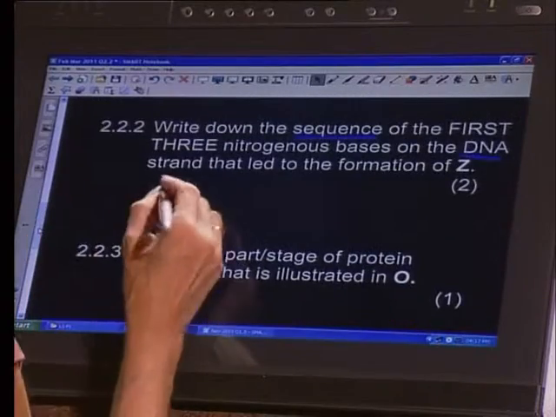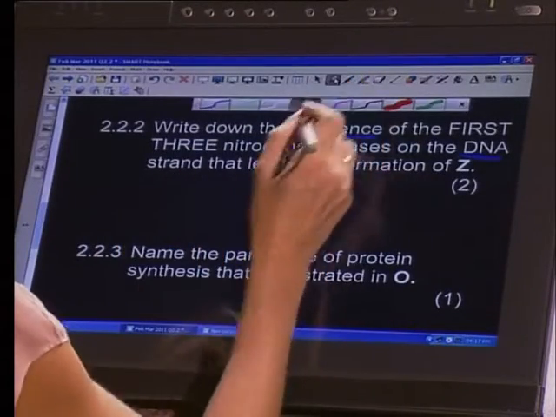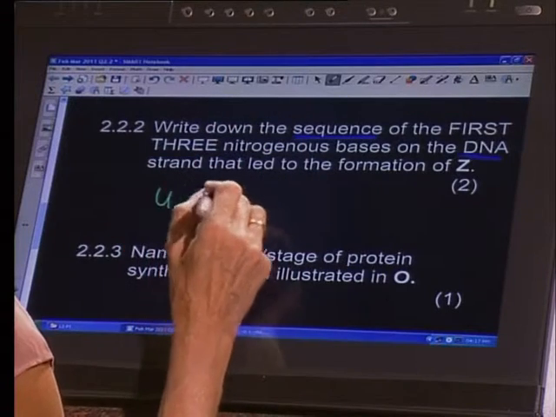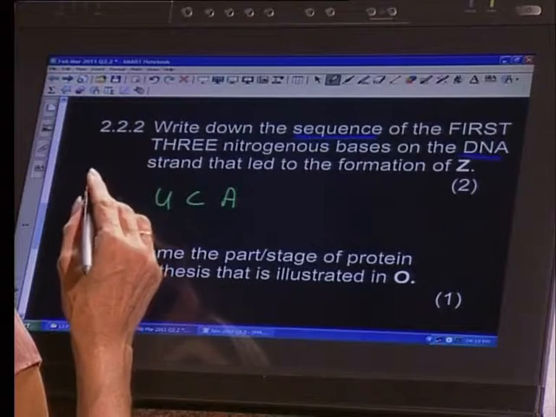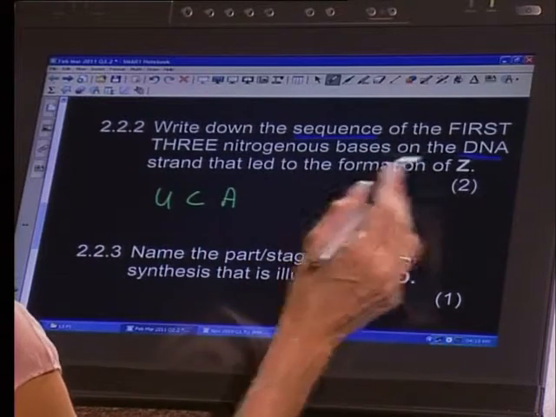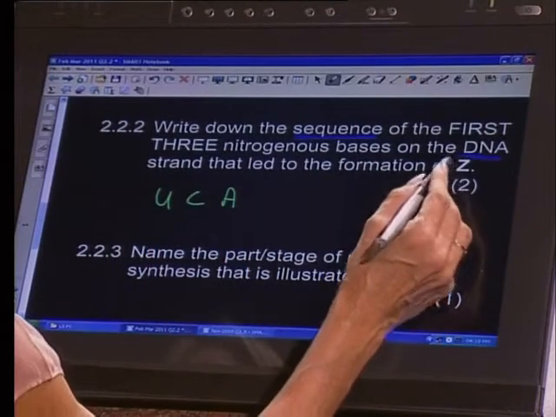All right, what we're going to do is look at the first nitrogenous bases. So let's have a look at them, and it's UCA. We're going to write them down here: U, C, and A. Okay. The first three nitrogenous bases on the DNA strand that led to the formation of Z.